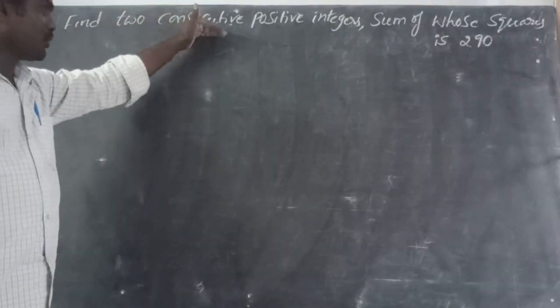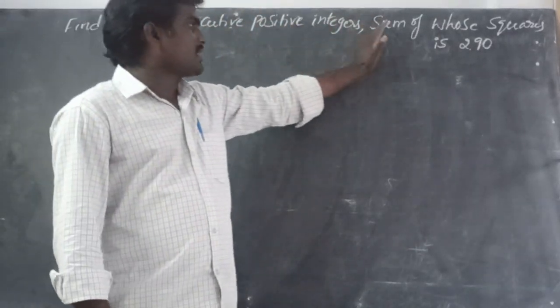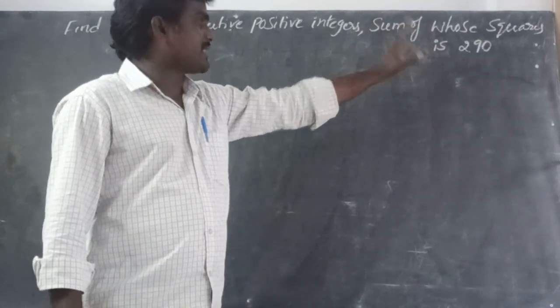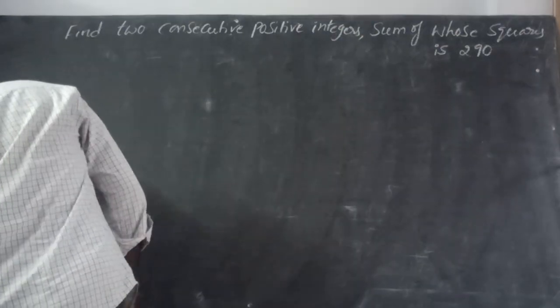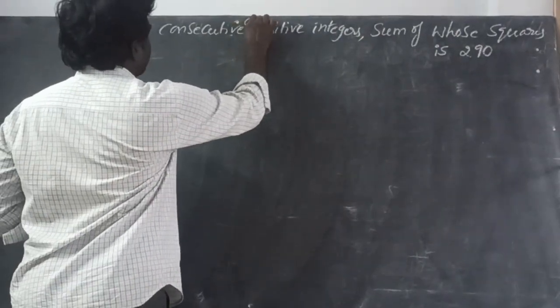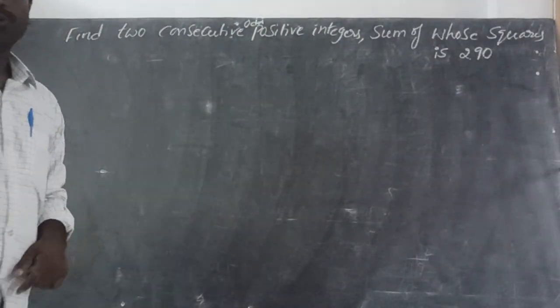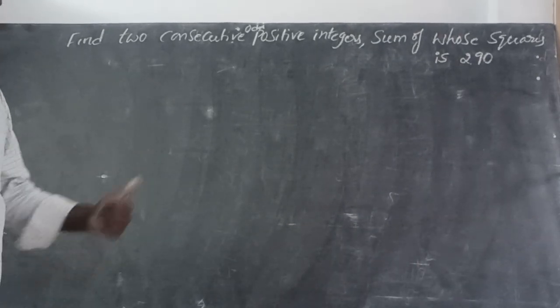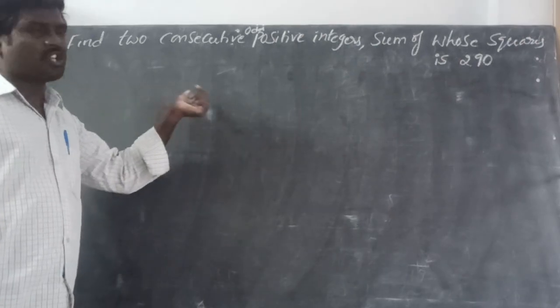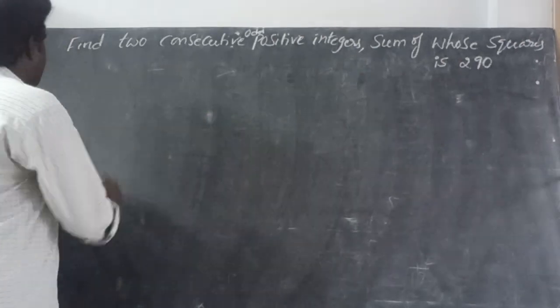Find two consecutive positive integers, the sum of whose squares is 290. Okay, consecutive odd positive integers. Consecutive odd positive integers, the sum of whose squares is 290. So here, what is the positive integer? We don't know that.